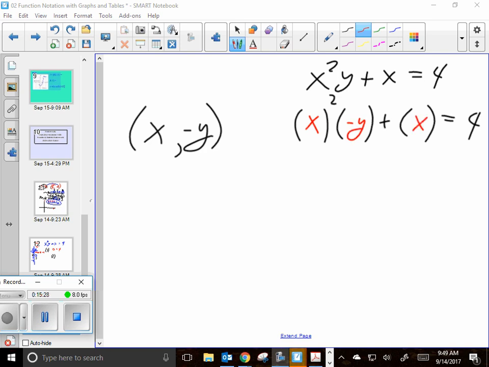Multiply it all out. What's this one come to? I'm going to throw the negative in front because we usually would write it like that. And then keep going.